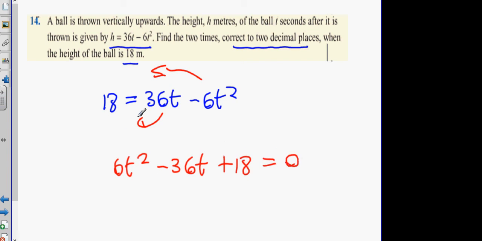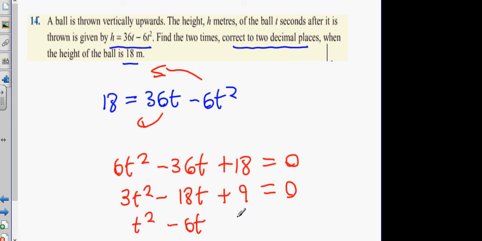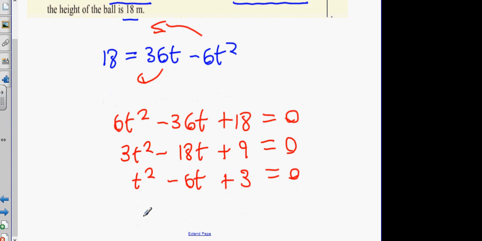They're all even numbers. You can keep dividing by 2 until you can divide by 2 no longer. So you could have 3t squared minus 18t plus 9. Now they're all divisible by 3, and you can get t squared minus 6t plus 3. You have to do the minus b formula. I'm not going to have time to do it out, so I'm just going to tell you how to do it. a would equal 1, b would equal minus 6, and c would equal 3.